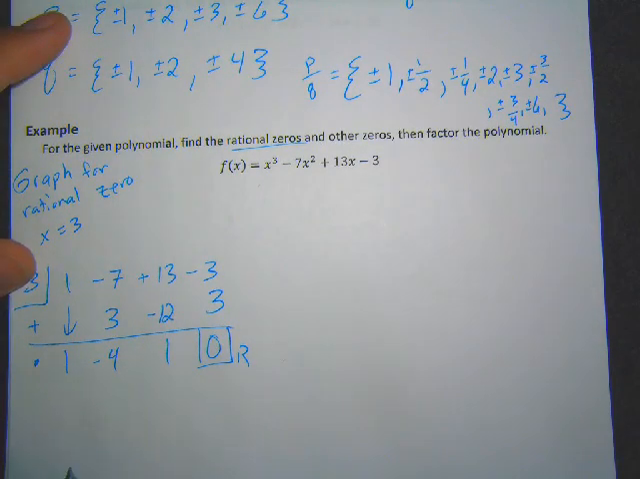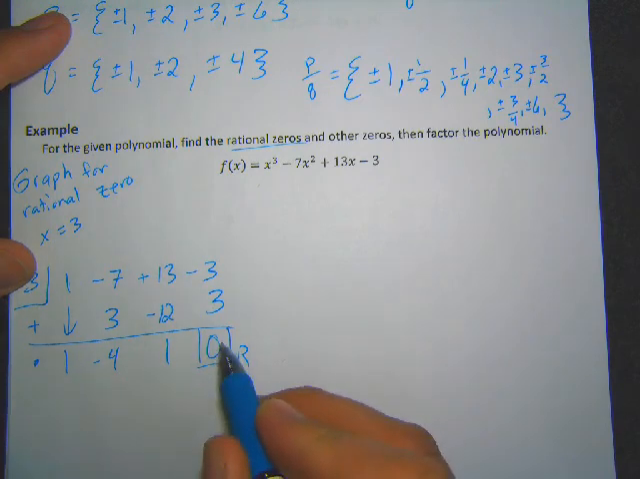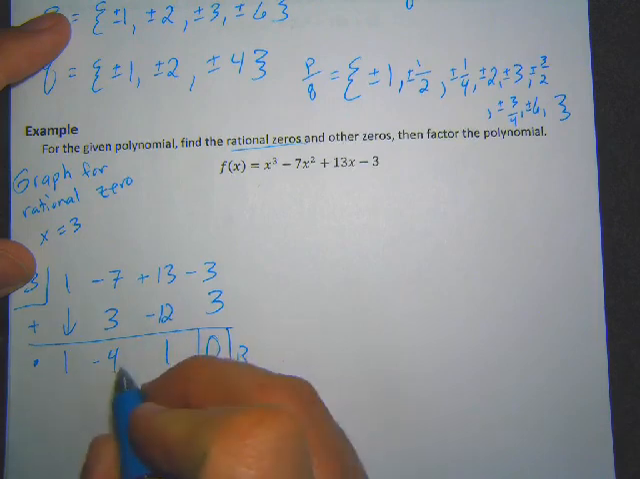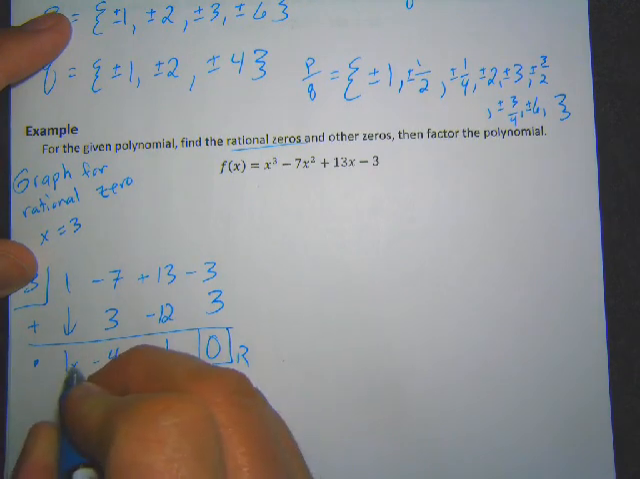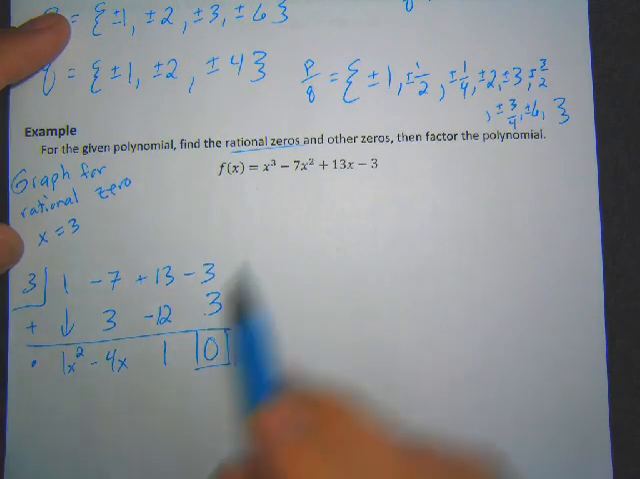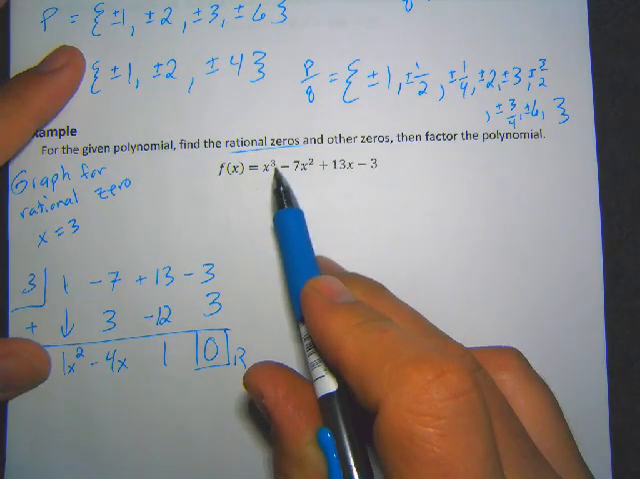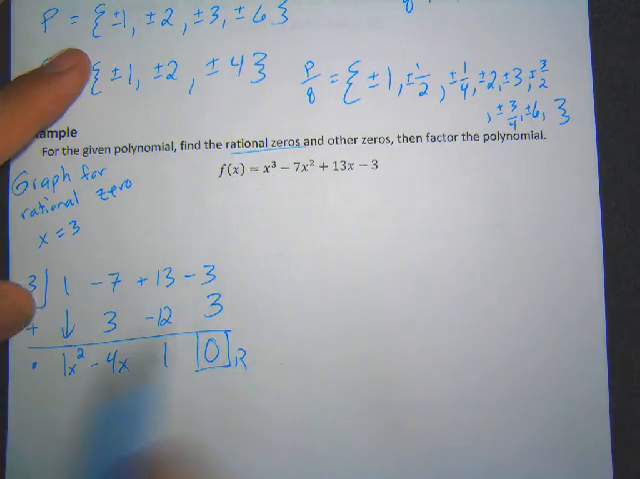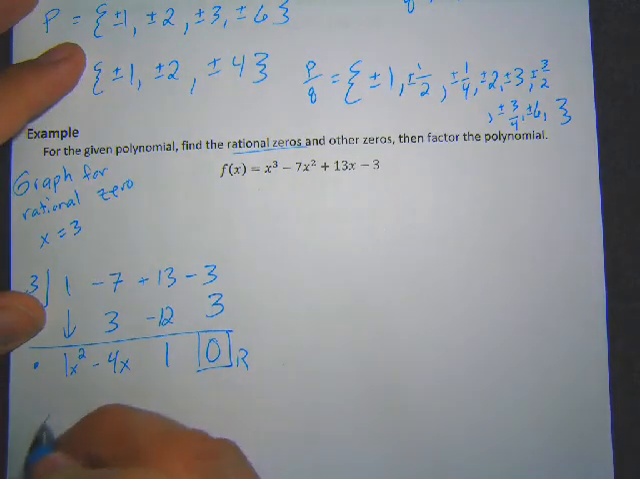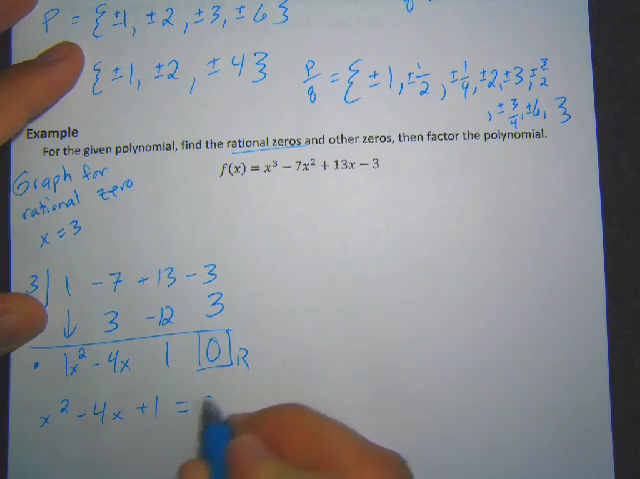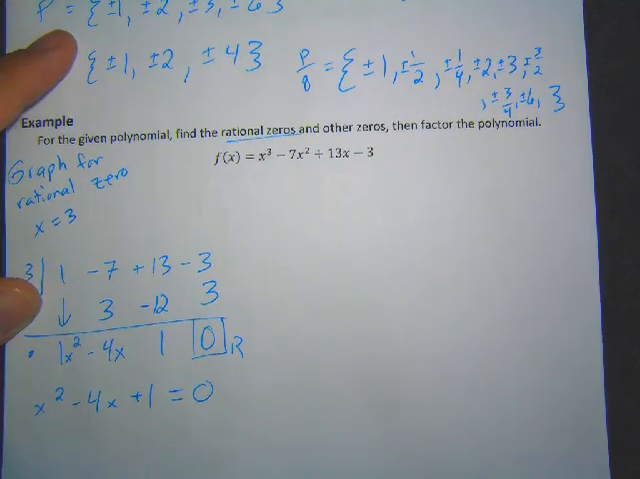So now we can go ahead and put our x's back in. Remember, you skip the remainder, skip the first number, that's your constant. So -4 is going to get an x, and 1 is going to get an x squared. And again, the degree should always drop by 1. So we went from an x cubed to an x squared. So that's good. So this is our equation. So we're going to take that x squared minus 4x plus 1, and we're going to set that equal to 0, and use that to find the other zero.